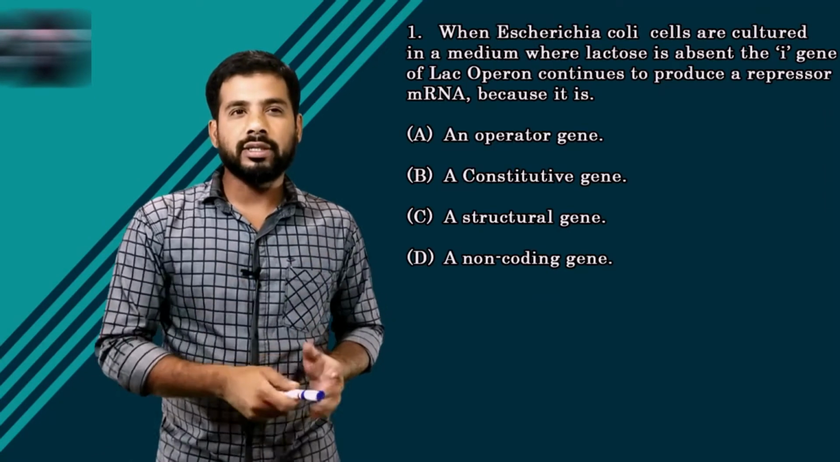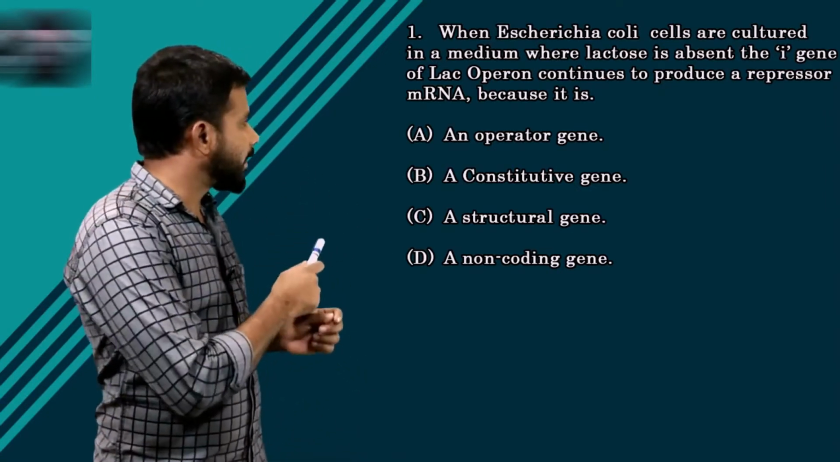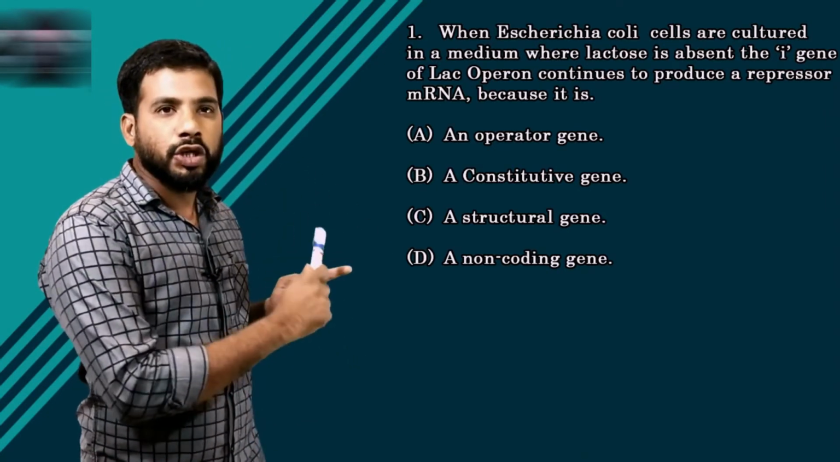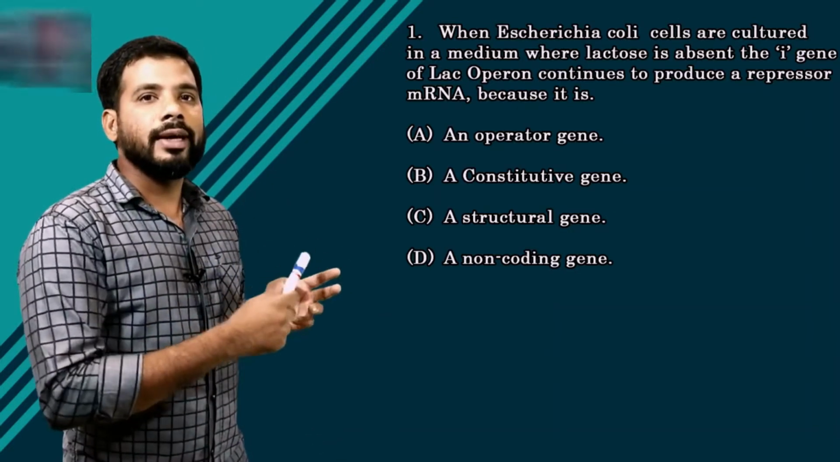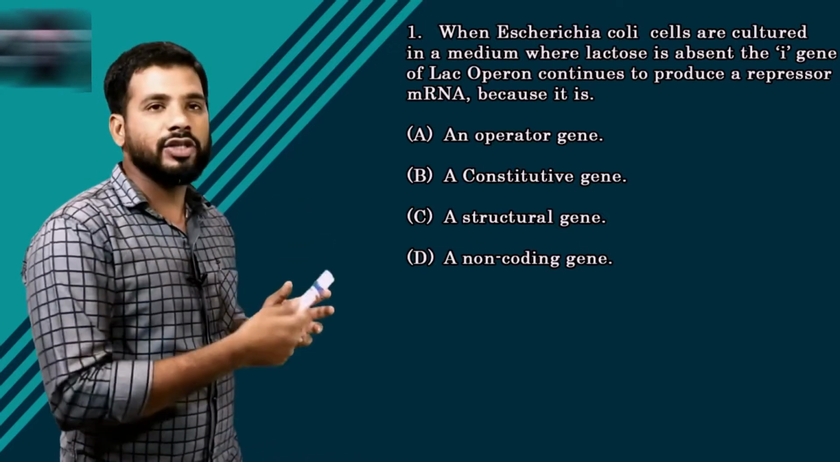So there are 4 options. The first option is an operator gene, second option is a constitutive gene, third option is a structural gene, and the fourth option is the non-coding gene.